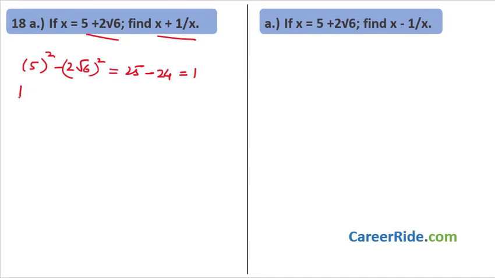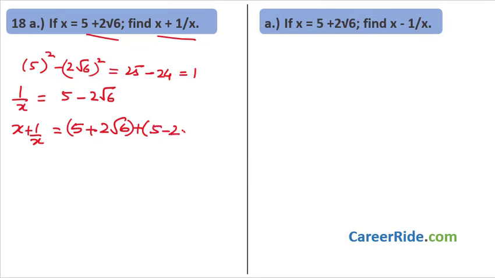In that case, my 1 upon x becomes 5 minus 2 root 6. We have just learned this in the previous question. So from here, the value of x plus 1 upon x is equal to 5 plus 2 root 6 plus 5 minus 2 root 6. These two terms get cancelled, and my answer becomes 10. The answer is 10, but do you notice something interesting here?